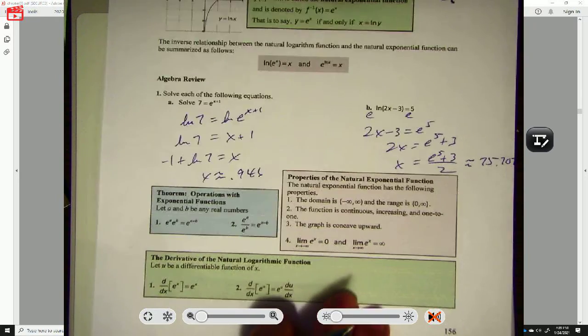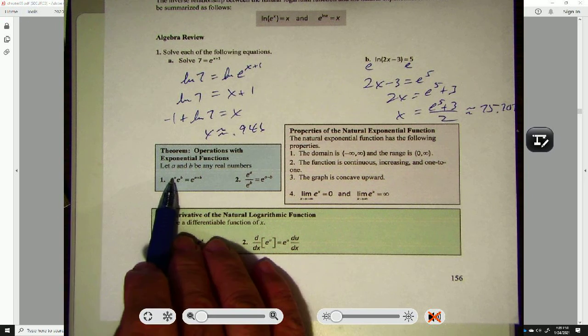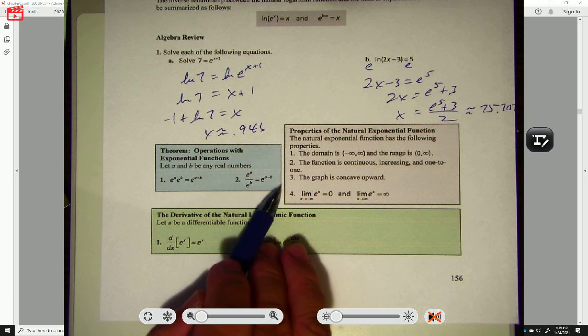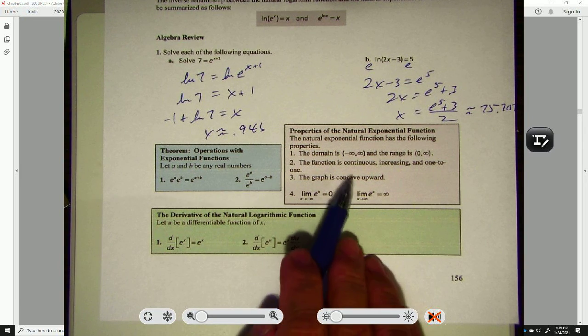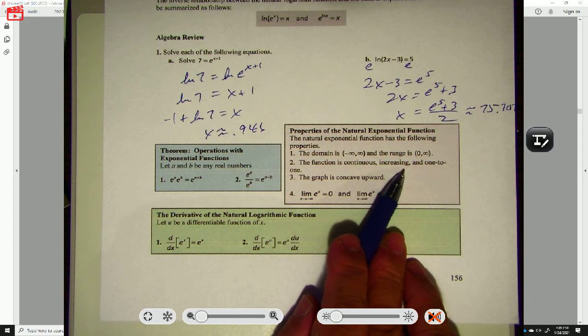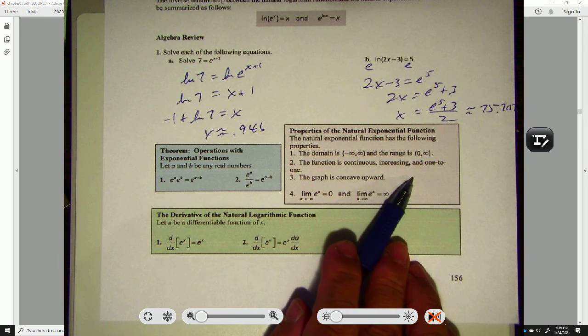Alright, going on. So here's some basic things. If you have e to the a times e to the b, it's equal to e to the a plus b. If you have a quotient, you subtract them. The domain of e to the x is all real numbers. The range is 0 to infinity, not including 0. The function is continuous, increasing, 1 to 1, just like natural log.